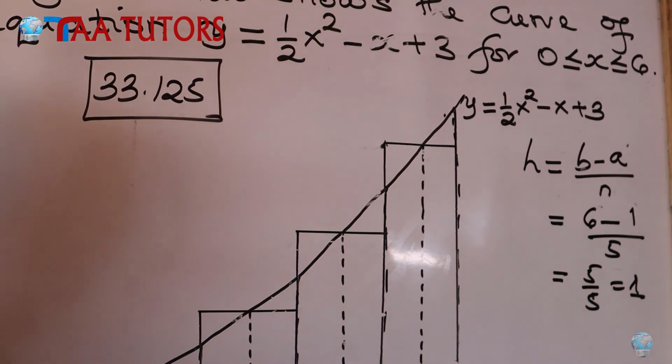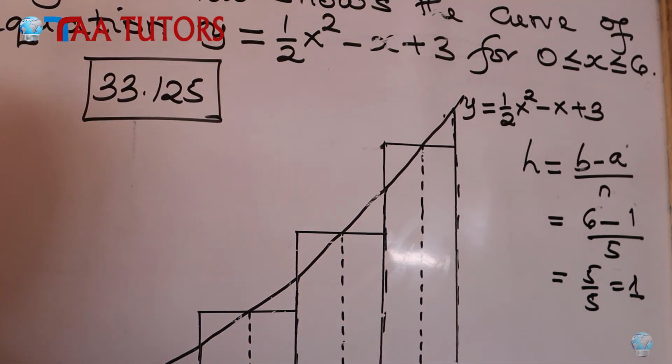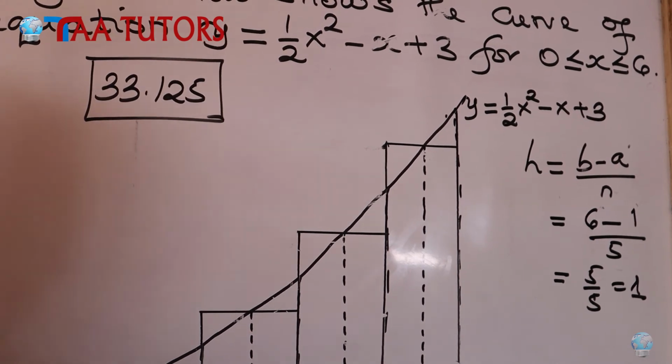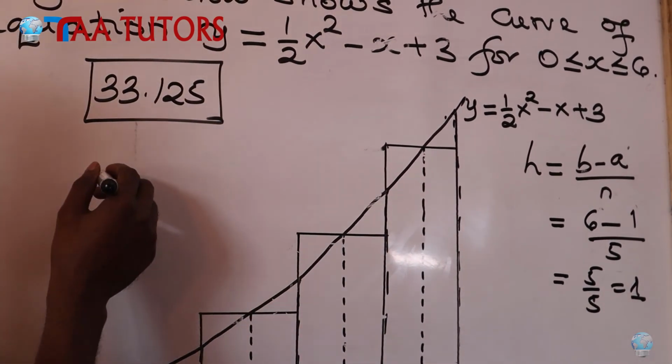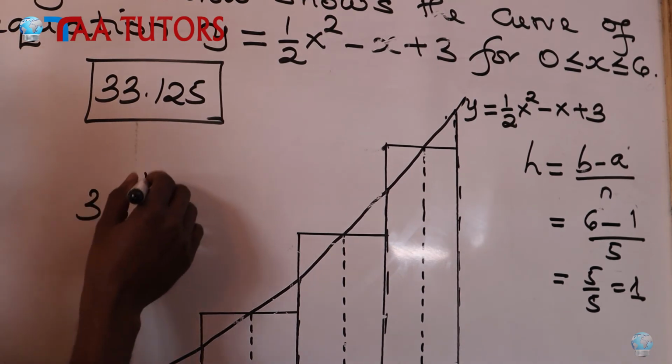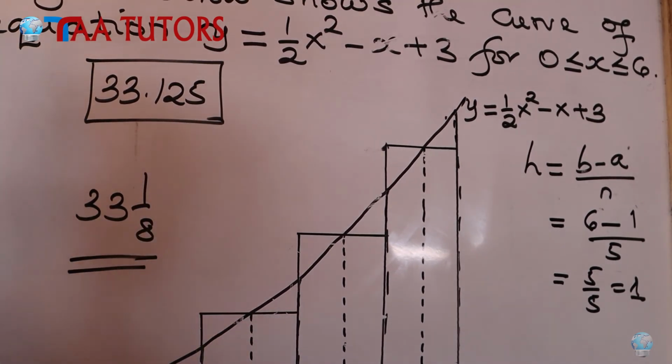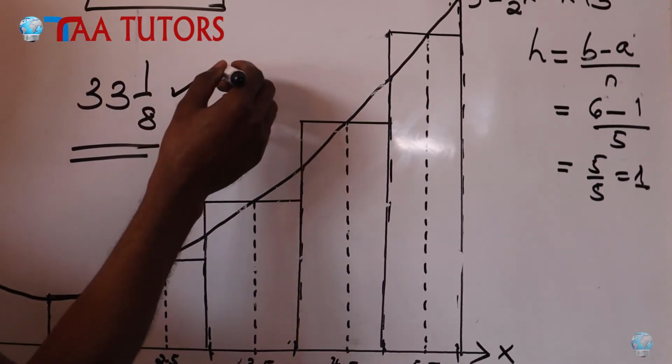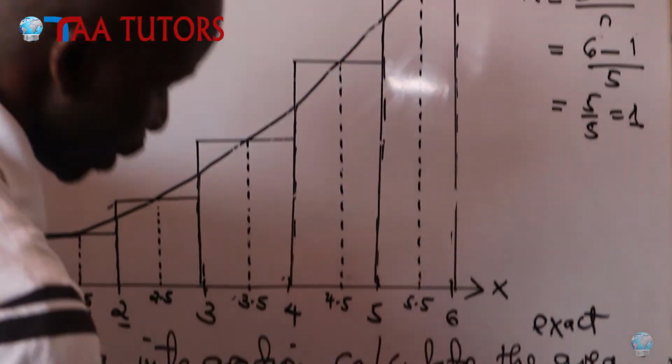You know 33 and a third is 33.33. And 33.125 as a fraction is 33 and an eighth, 33 and 1 over 8. So this is the area by the midpoint rule. This is the exact area by integration.